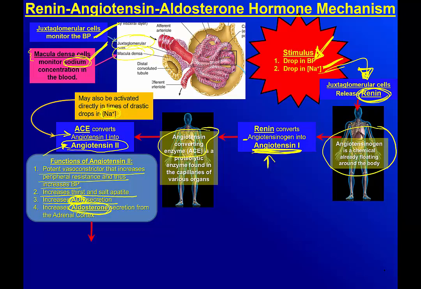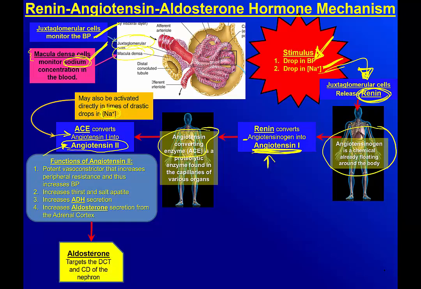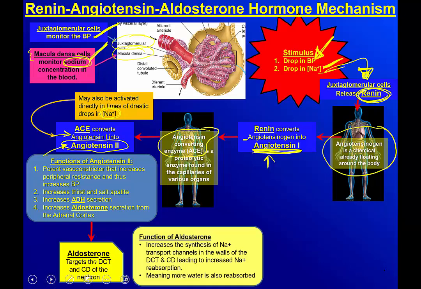Okay, so let's talk about aldosterone. Aldosterone actually comes from the adrenal cortex. Remember, the adrenal gland is the gland that sits above your kidney. So aldosterone targets the distal convoluted tubule and the collecting duct of the nephron. Remember, those are the last two sections of that nephron. It increases the synthesis of sodium transport channels in the walls of the distal convoluted tubule and the collecting duct, leading to increased sodium reabsorption. So I'm pulling sodium out of the urine and putting it back in the body.